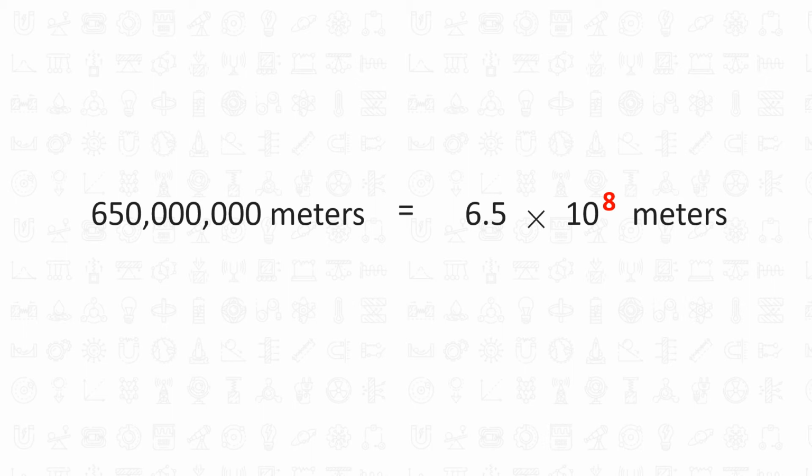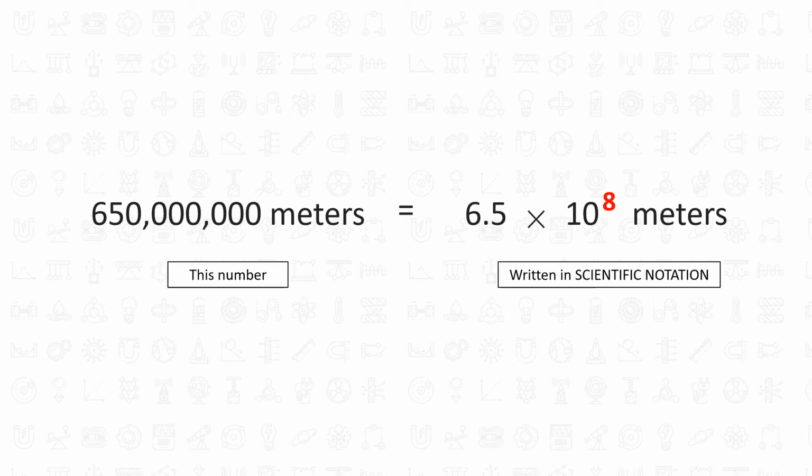As we can see, the one on the right, the scientific notation, is much easier to write. As long as we know what it means, we don't have to write all those zeros, and that's why we use it. So this number, 650 million meters, is the same as 6.5 times 10 to the 8th meters. Just one is decimal notation and one is scientific notation.